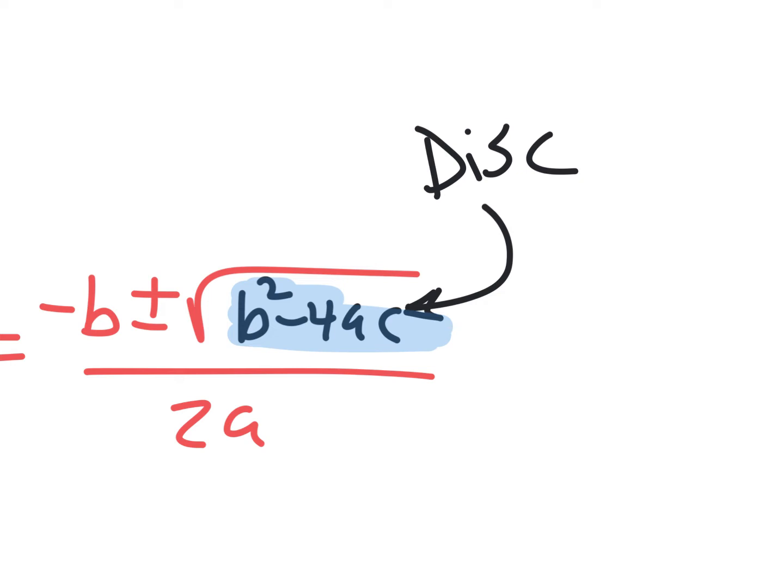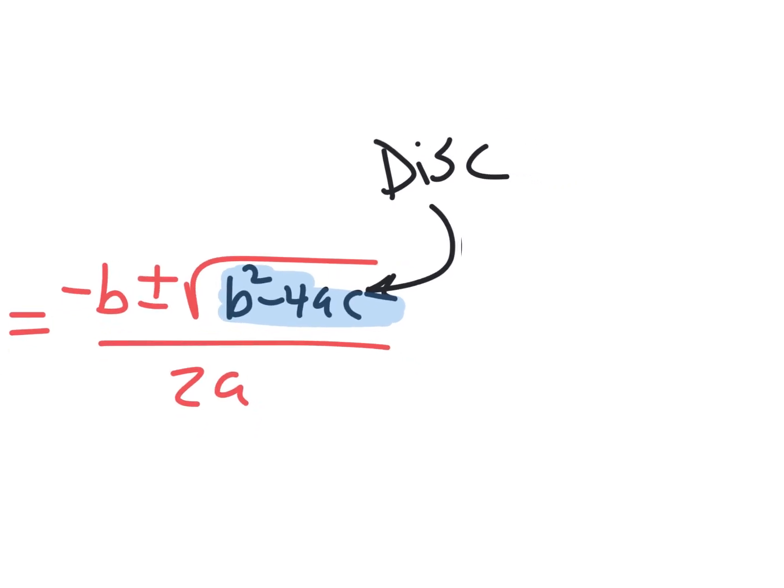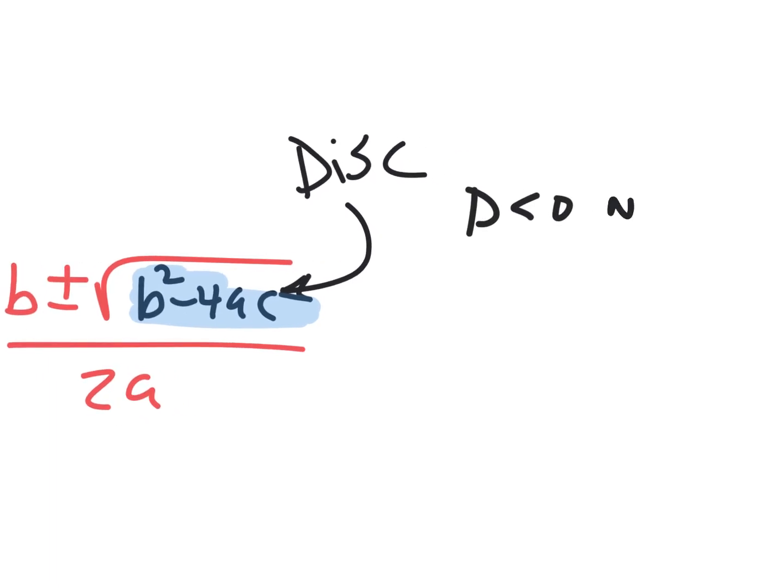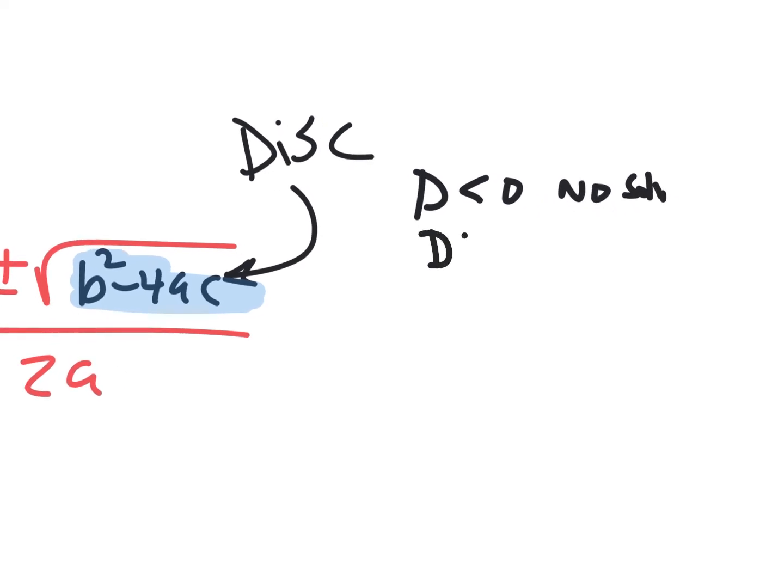If that was ever negative, do you get you don't have real answers? Because you have a square root of a negative. It's true. Okay, so you won't have real solutions if that's ever negative. That means we can tell from the discriminant, we usually abbreviate it D. If the D is less than 0, you have no solutions. If the D is greater than 0, you have how many solutions?